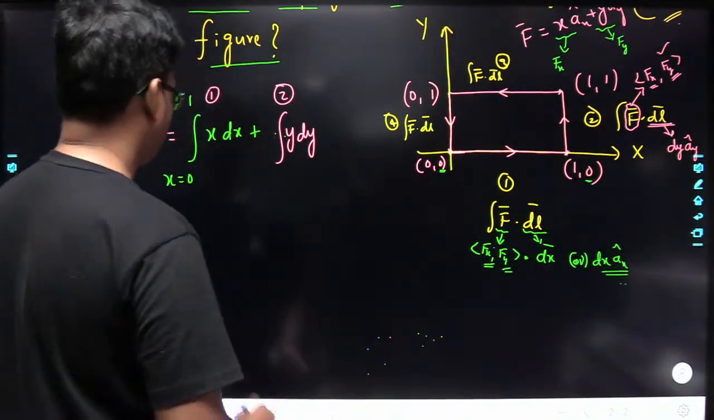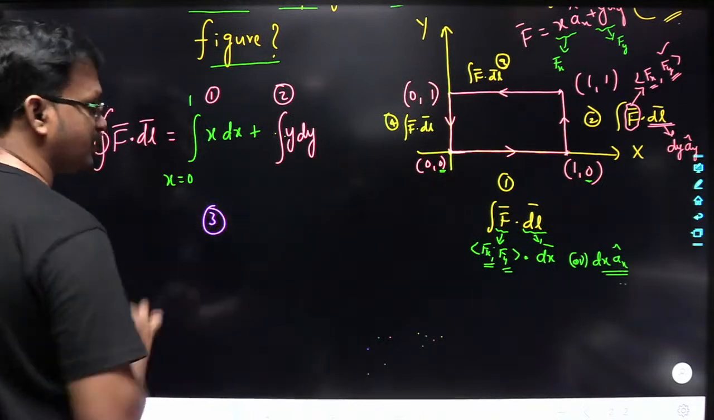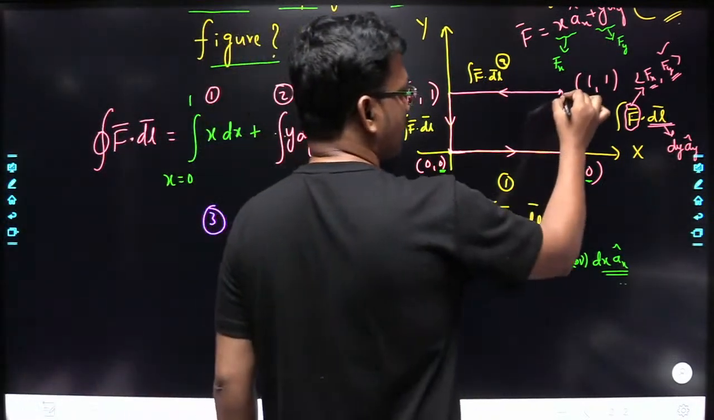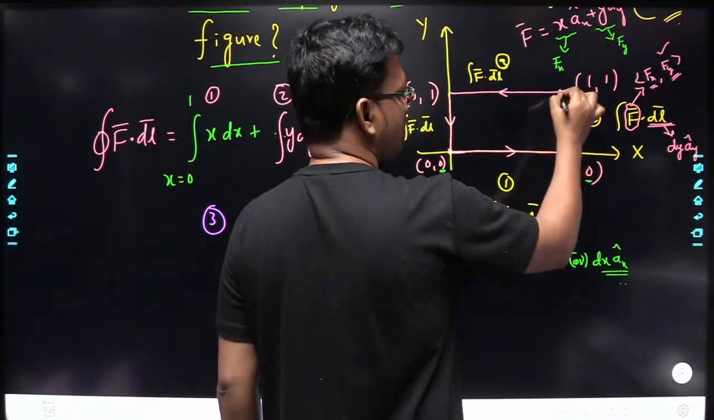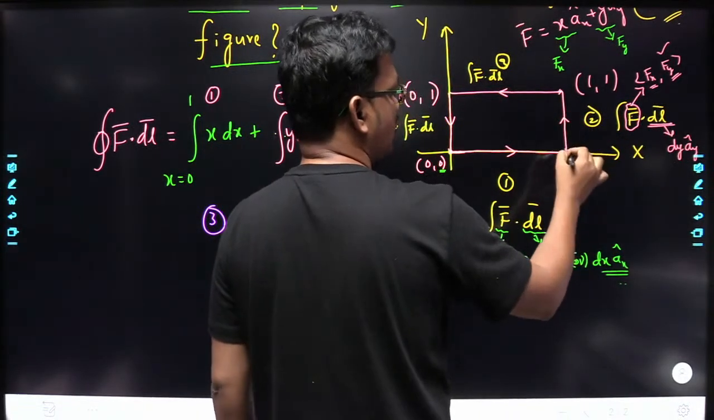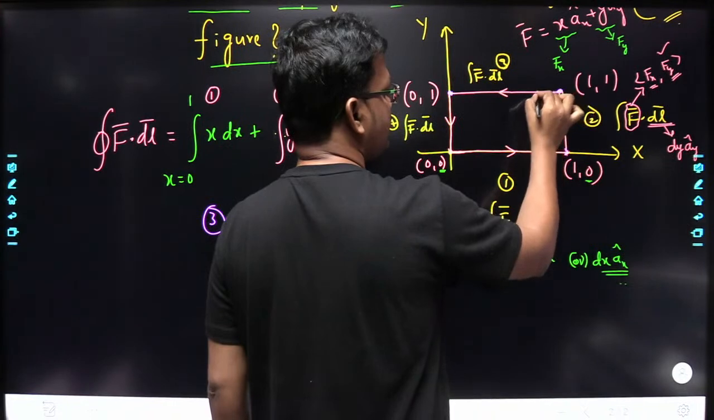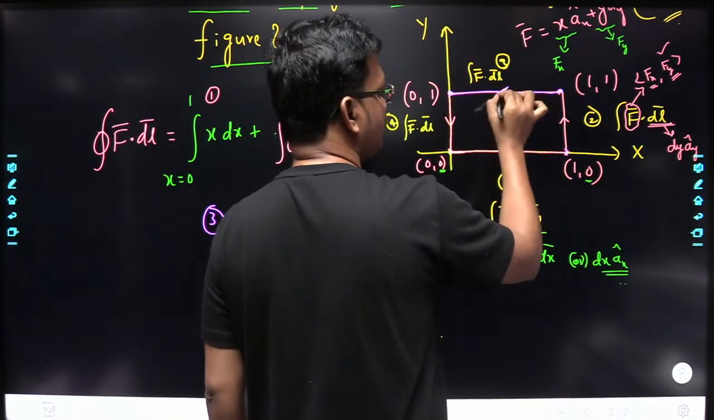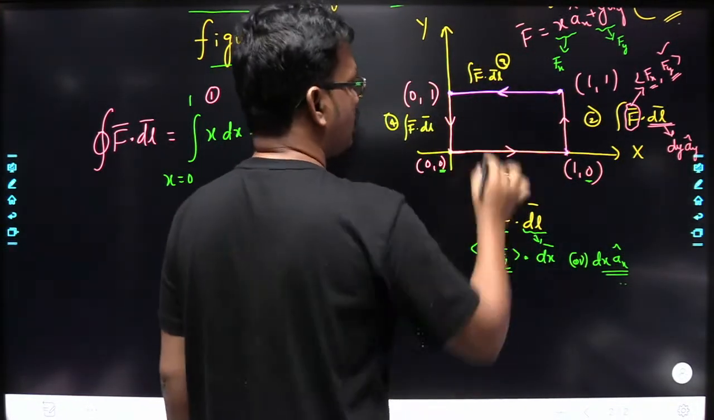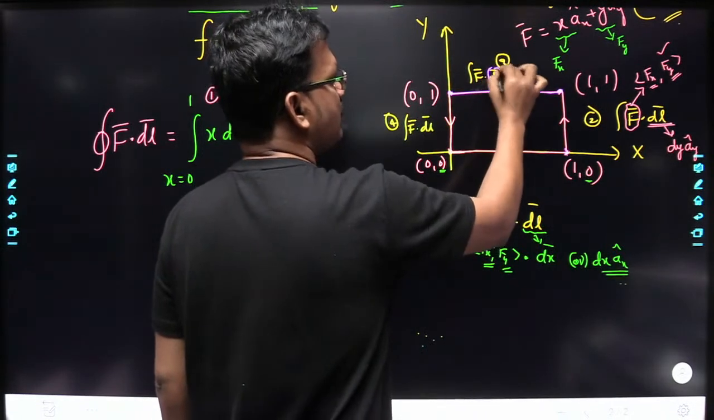Now, third one here. See here. As I move from here to here, I have done f bar dot dl bar. From here to here, I am moving in this direction. From here to here, I am moving in this direction. Right. Now here, dl bar will become what here?